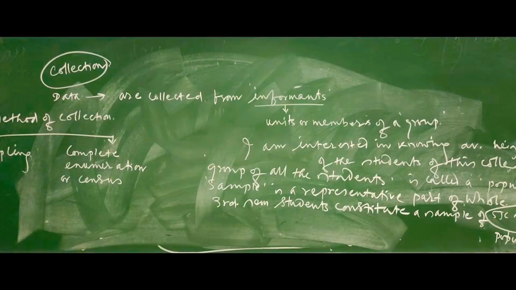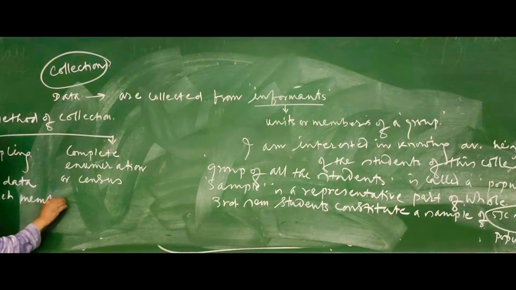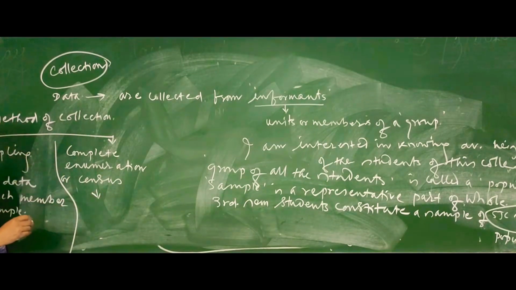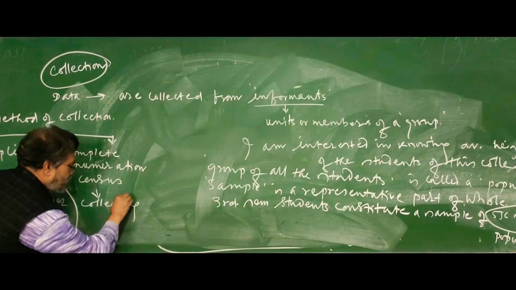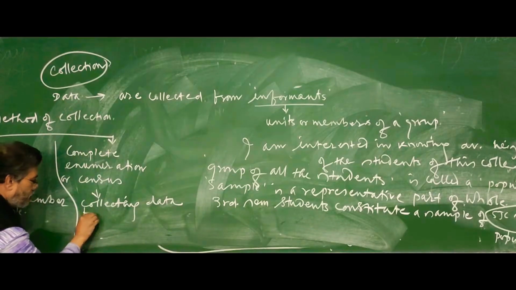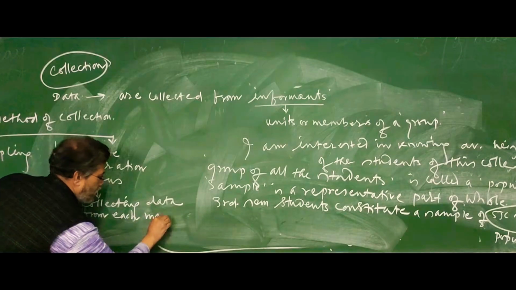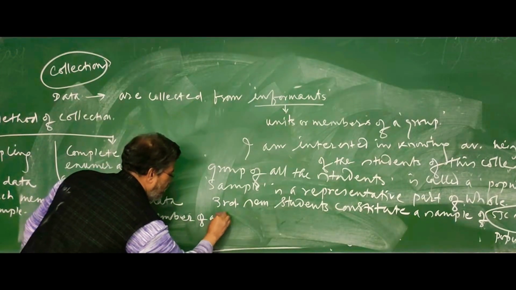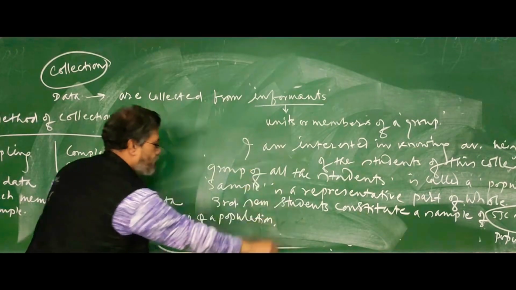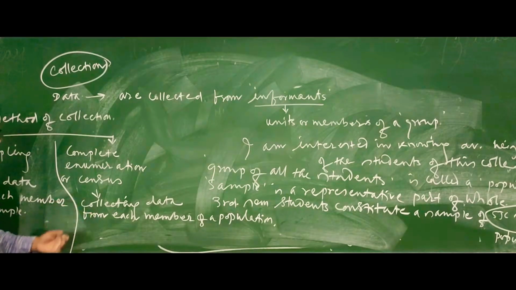So in sampling, what is that? Collect data from each member of sample. And what is census? Collecting data from each member of a population. From each member of the population. That is called complete enumeration or census.